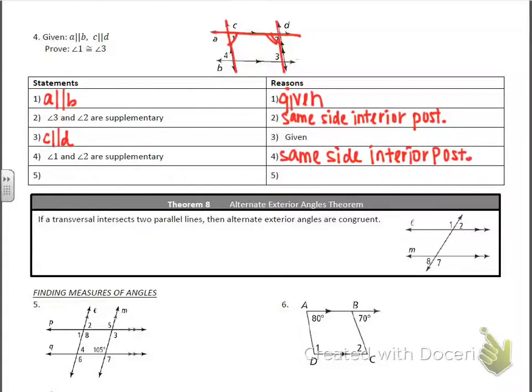Okay, so let's think about this. I know that I want to prove angle 1 is congruent to angle 3. What could be the reason? So if 2 and 3 are supplementary, and 1 and 2 are supplementary, therefore, 1 and 3 must be congruent. What would be the reason? What do you guys think? I think Christian said it. What did you say? Transitive property of what? Congruence.